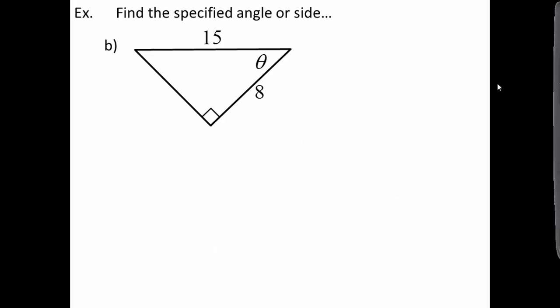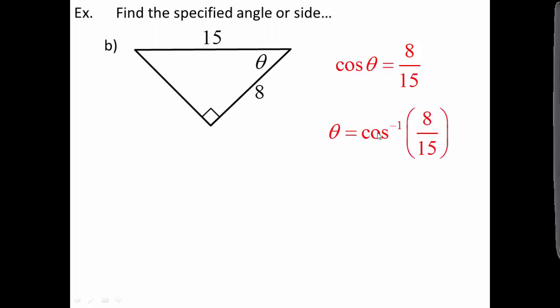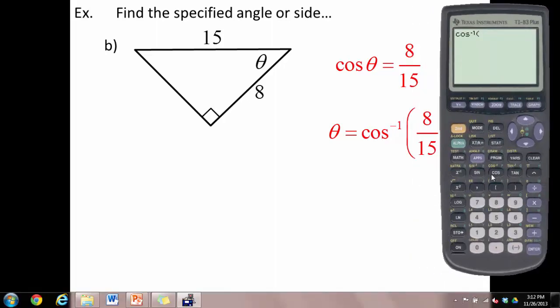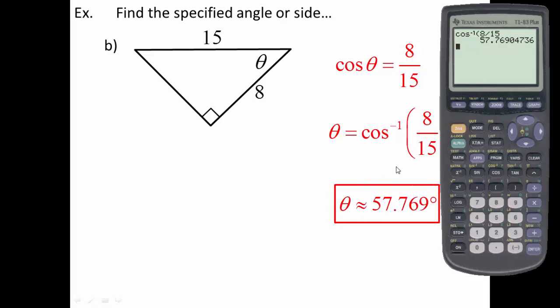All right, let's look at the first one. I first need to decide which trig ratio I want to use. Here is my angle. This would be the opposite side, the adjacent side, the hypotenuse. Since I have the adjacent and the hypotenuse, I will use a cosine ratio. And of course, that would be the cosine of theta equals 8 over 15. So I need to get theta by itself. I get theta by itself simply by moving the cosine to the other side as its inverse. Inverse cosine of 8 over 15, type it in the calculator. Inverse cosine, 8 over 15. And as long as I'm still in degree mode, I get 57.769 degrees.